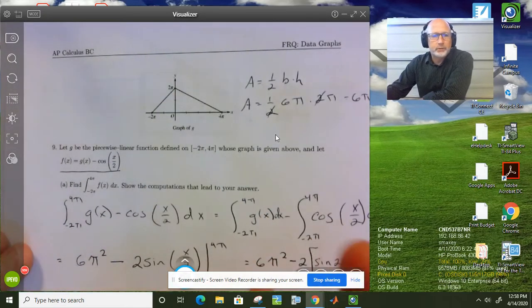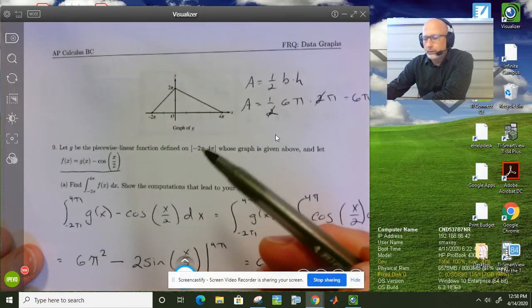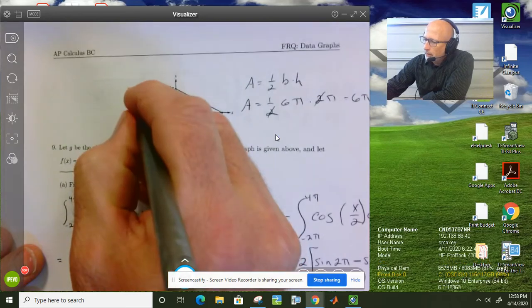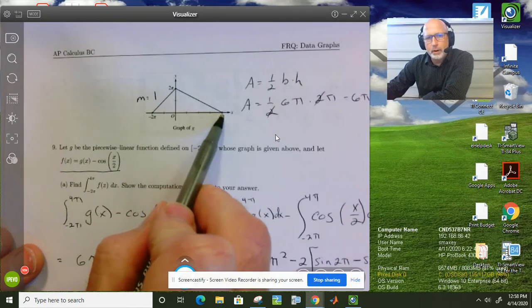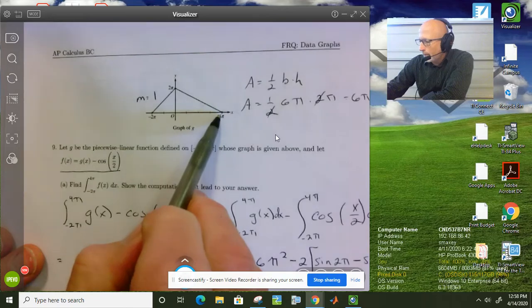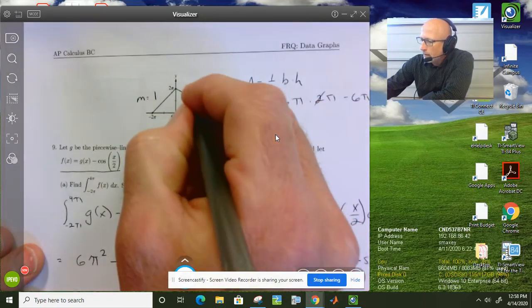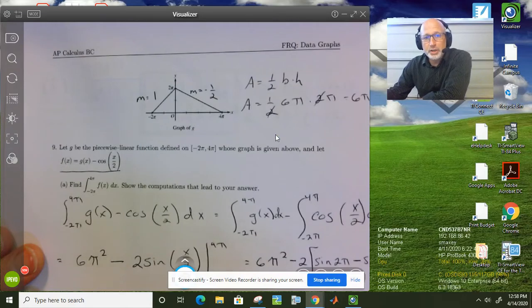So g prime is just the slope of the tangent line. So if you notice, from -2 pi to 0, the slope here is equal to 1. So m is equal to 1. And then going from here to there, the other part of g is going to go down 2 pi over 4 pi. So the slope here is -1/2. So I actually do know what it is.